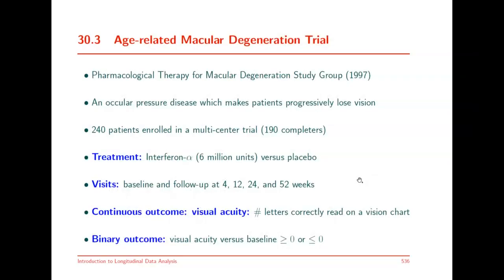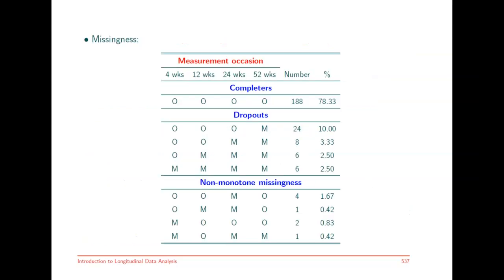Then the age-related macular degeneration trial, which was used before, also in the context of non-Gaussian longitudinal data. It's a clinical trial also with 2 arms, with 4 follow-up measurements, and we follow elderly patients that progressively lose vision. The outcome in continuous form is the number of letters you can correctly read, but here too there is missingness. While we looked at graphs or tables like this before, it's good to remind ourselves of what we see here: the patterns of missingness.